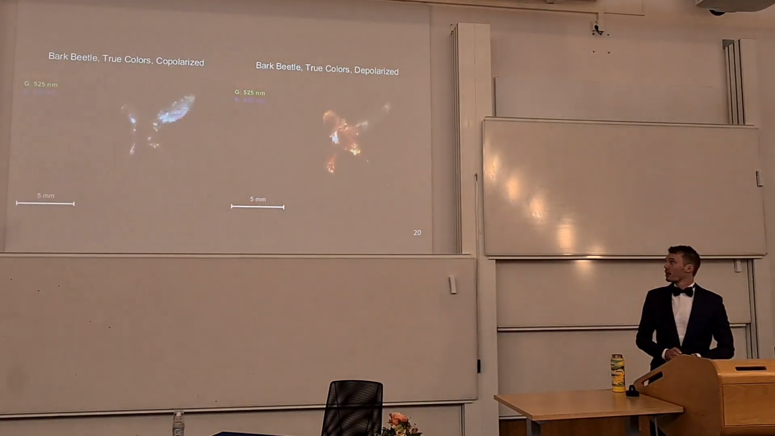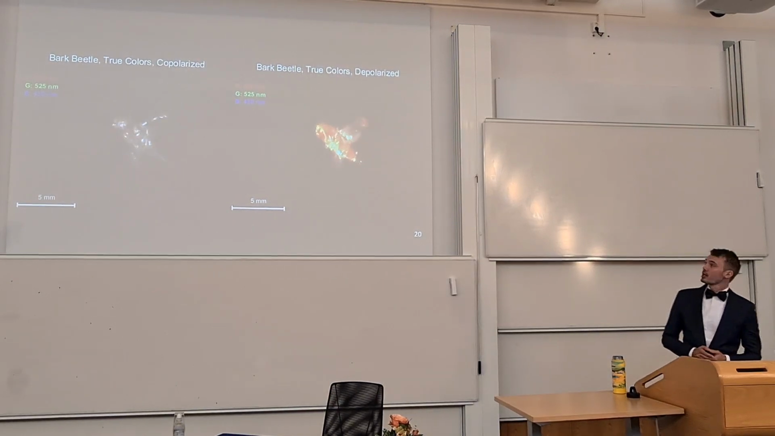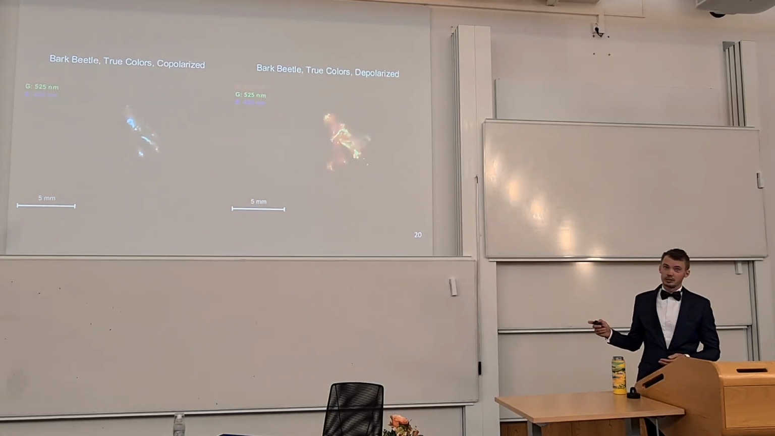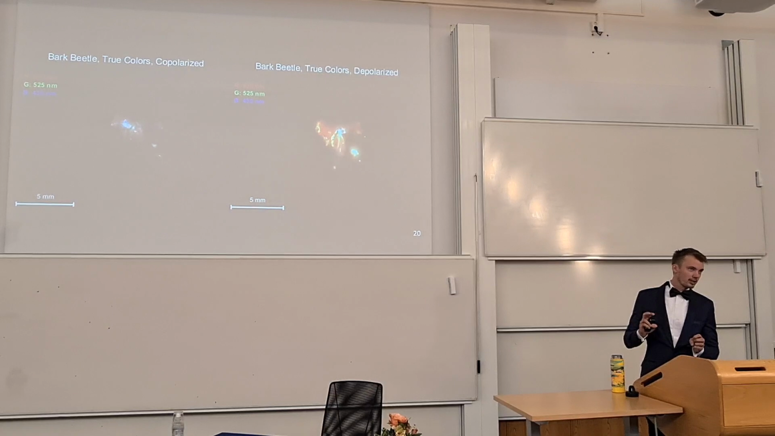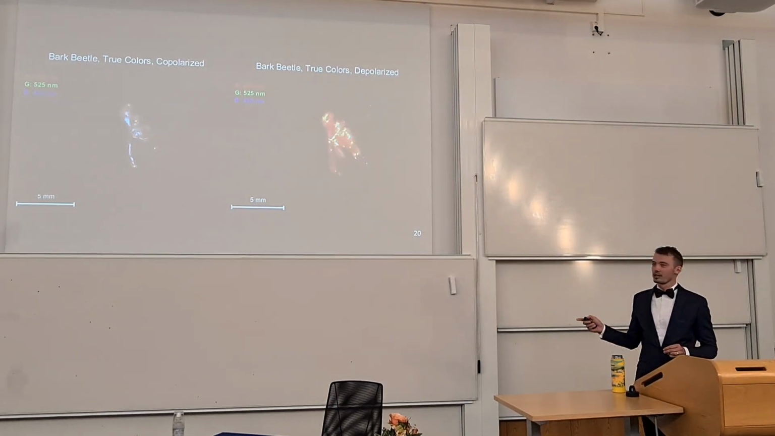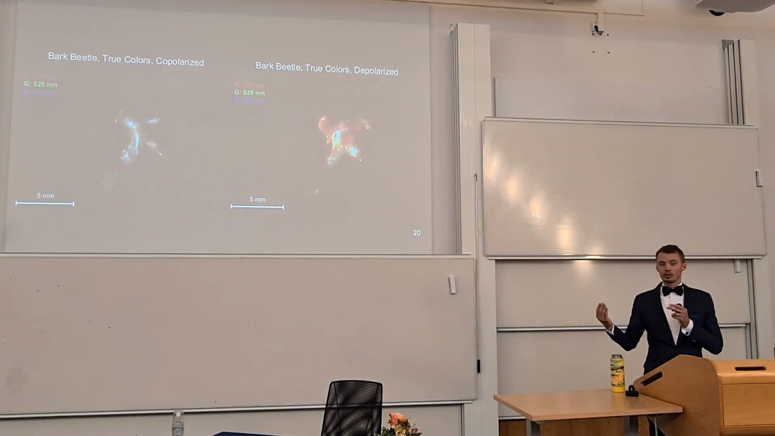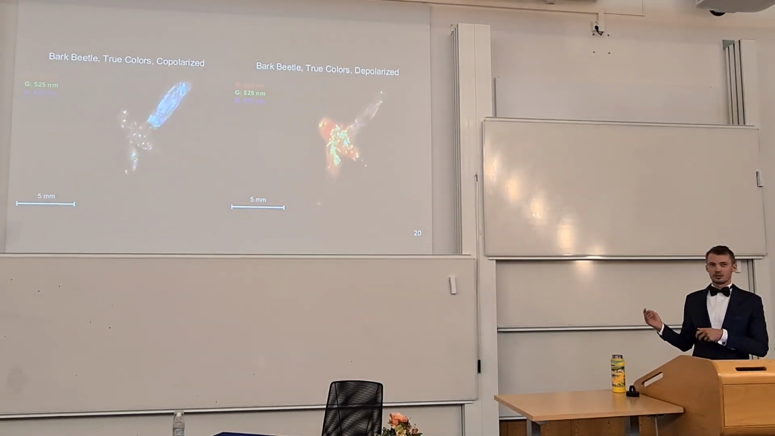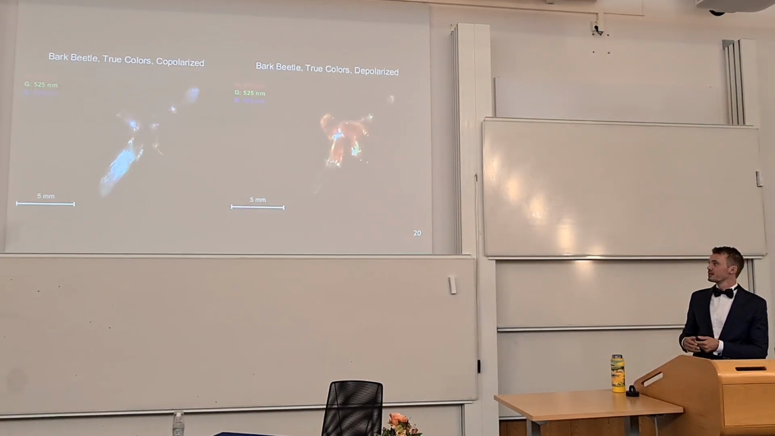And the result, it can look something like this. So here you have a bark beetle shown for 3 specific colors as red, green, and blue. And to your left side, you have it in copolarized light, and on the right side, you have it in depolarized light. So copolarized basically means that we're only looking at the same polarization that we illuminated with. And depolarized light means that we're looking at only the light that has flipped polarization state.